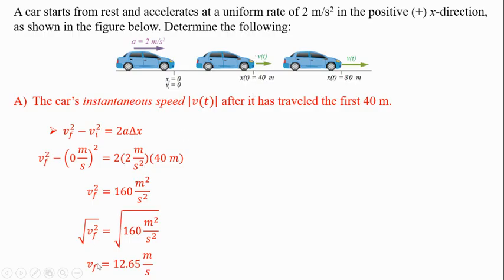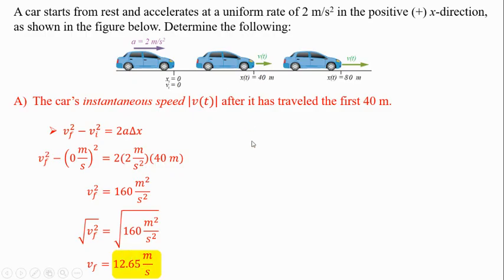And I want to point out that this is your final velocity. It's your instantaneous velocity at that point. It's not your average. So this is a value at this specific location. At a position of 40 meters, the car is currently moving at a rate of 12.65. So make sure you interpret velocities correctly.